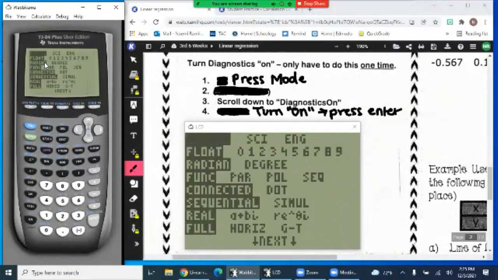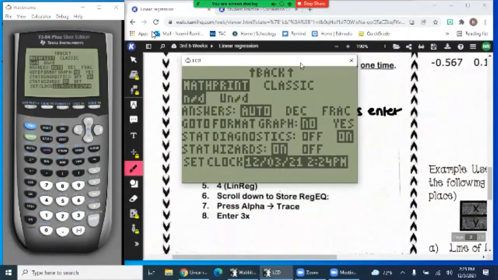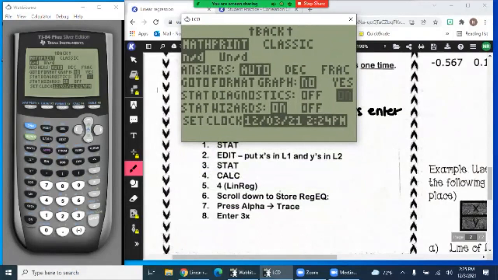Everybody see it? Now, you can go down, but the fastest way is to go up because it's 3 from the bottom. The third option from the bottom says stat diagnostics. When you go up, it's going to be flashing on off. So you want to move to the right and also press enter. So the black box moves from the left to the right side. It should be flashing on. There should not be a black box on off. Everybody got that? Okay.